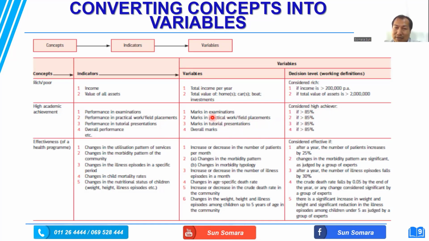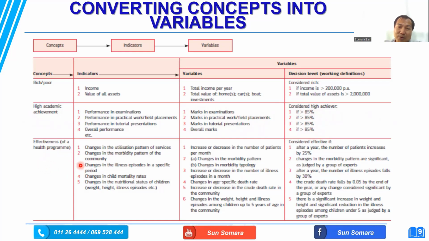If their mark in examination is higher than 85, so we can say the total marks, all the marks with these variables, are higher than 85%. We consider that student to have high academic achievement here. Okay, so this is the thing that we can scale here.